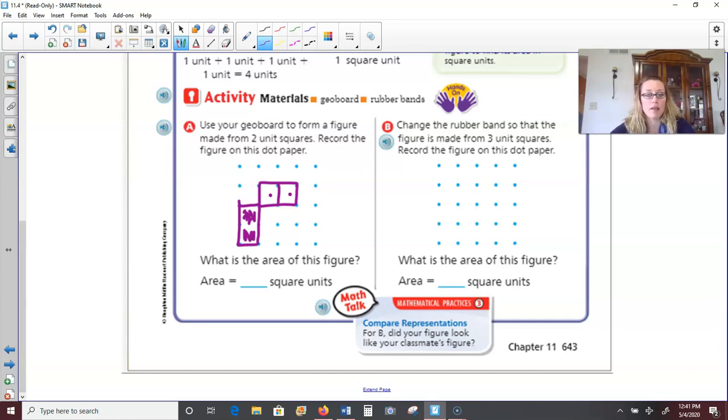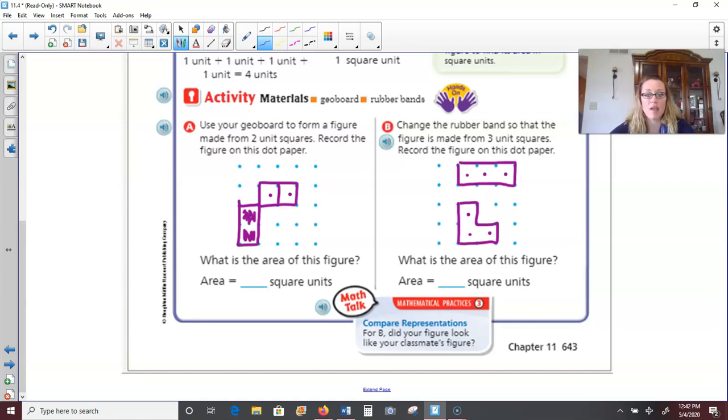On letter B, it says to change the rubber band so that the figure is made from 3 unit squares. Record the figure on this dot paper. So now we just want to extend our figure to cover 3 square units, which means it should have 1, 2, 3 squares within it. I could make a shape something like this to also show 3 square units. Here would be 1, 2, and then 3.